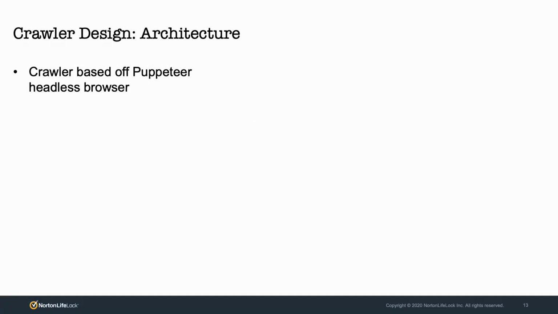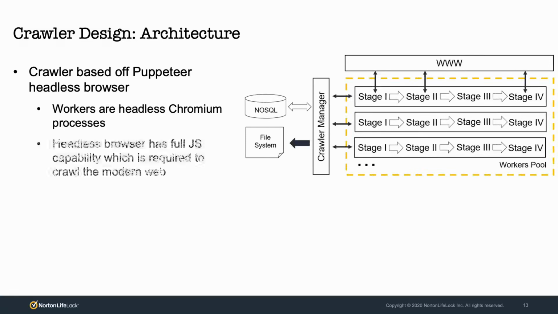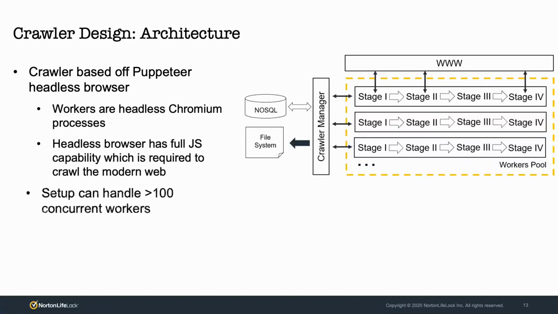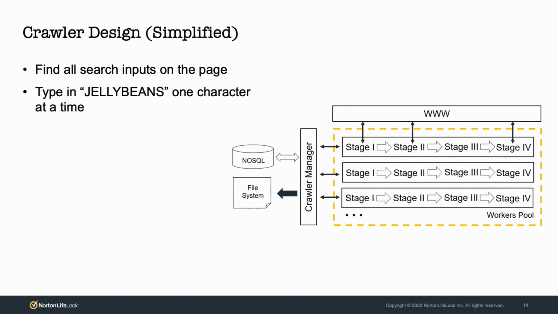Our crawler was based off the Puppeteer headless browser, and the architecture looks as follows. The workers are headless Chromium processes. The headless browser has full JS capabilities, which is required to crawl the modern web. Our setup can handle over 100 concurrent workers, which was necessary to crawl 1 million websites in a reasonable amount of time. To put it in simple terms, our crawler found all the search inputs on a given HTML page. Then it would type the jelly bean string one character at a time into that input, and finally it would execute the search. The crawler would record all network traffic for later analysis.